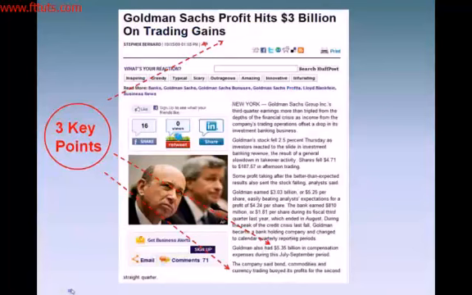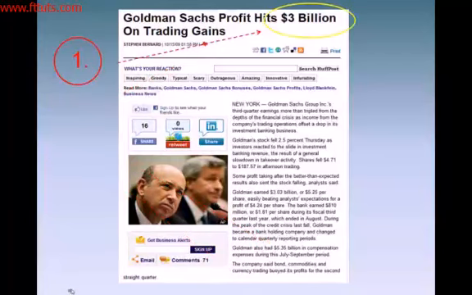I have a couple of articles that I want to share with you today, and in each article I want to highlight for you some key points. In this first article we have three key points that we are going to look at together. The first point is I want you to get an appreciation for the magnitude, the level of profits that are made in trading. Okay, $3 billion Goldman made on trading gains.